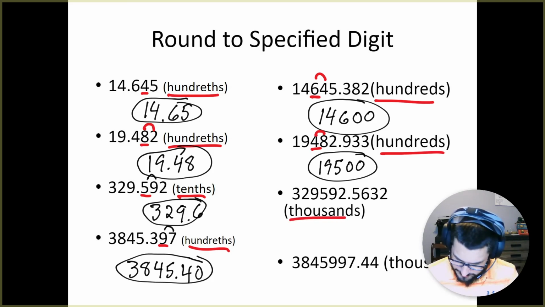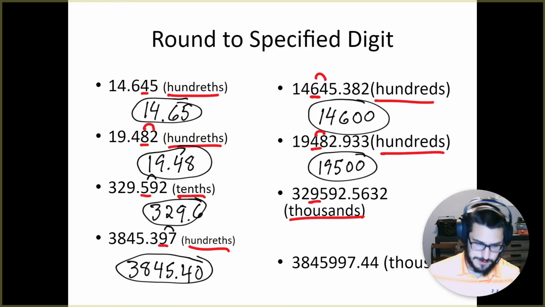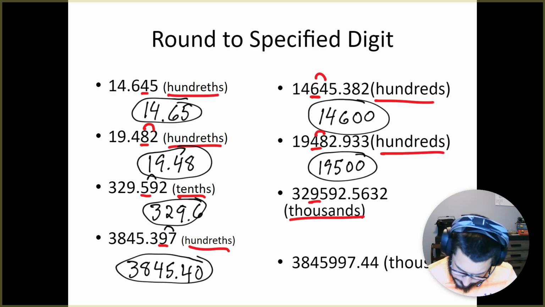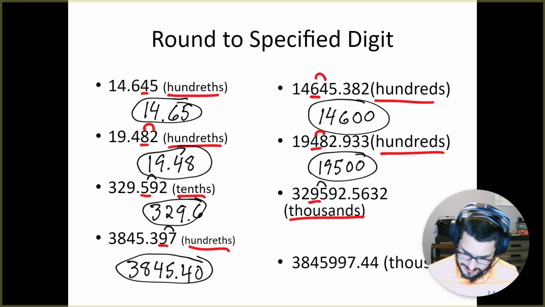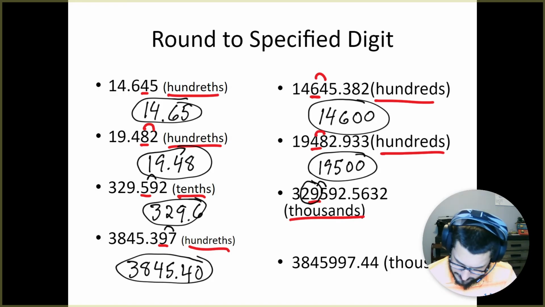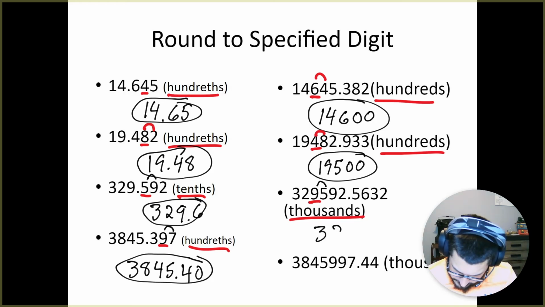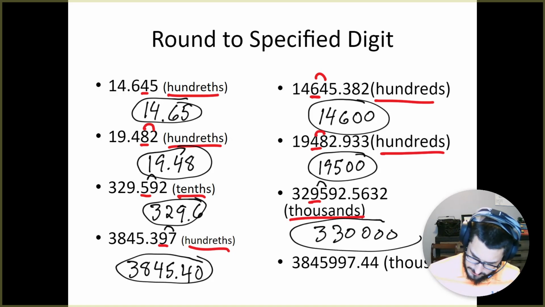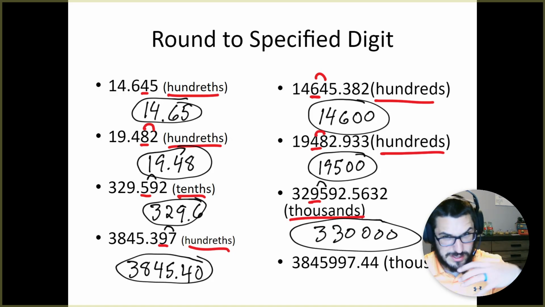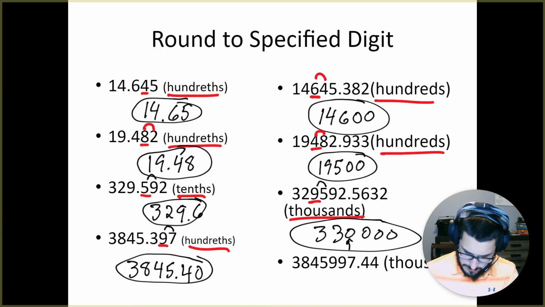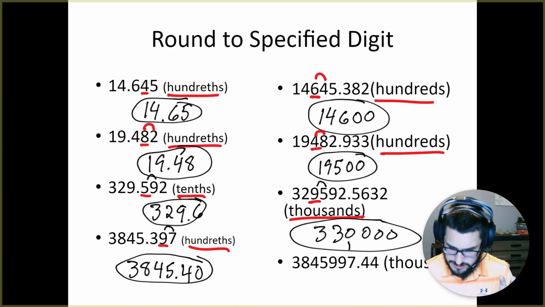Here we want thousands place. So there was our hundreds place. Thousands is going to be the next place. So we've got 5 will round that 9 up. So then instead of 29, that'll be 30. So we've got 330,000. Now, when we start talking about significant digits, we'll have a way to show that we rounded that number there. For now, we don't need to worry about that.